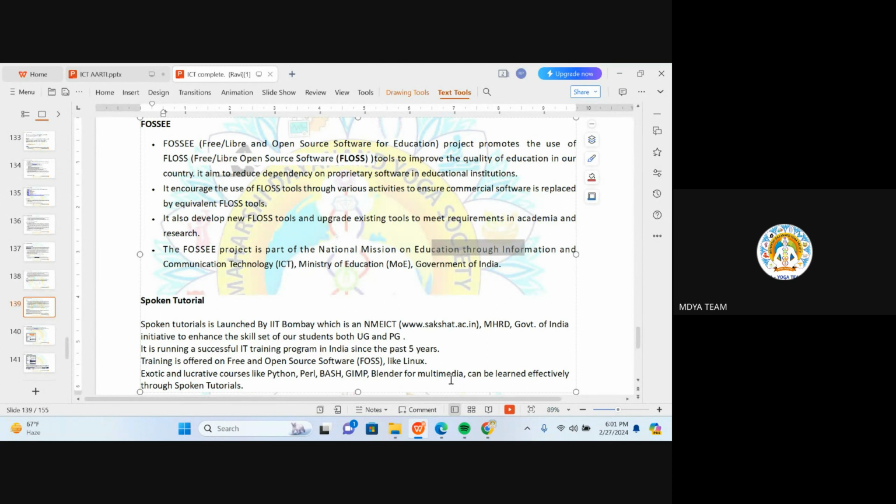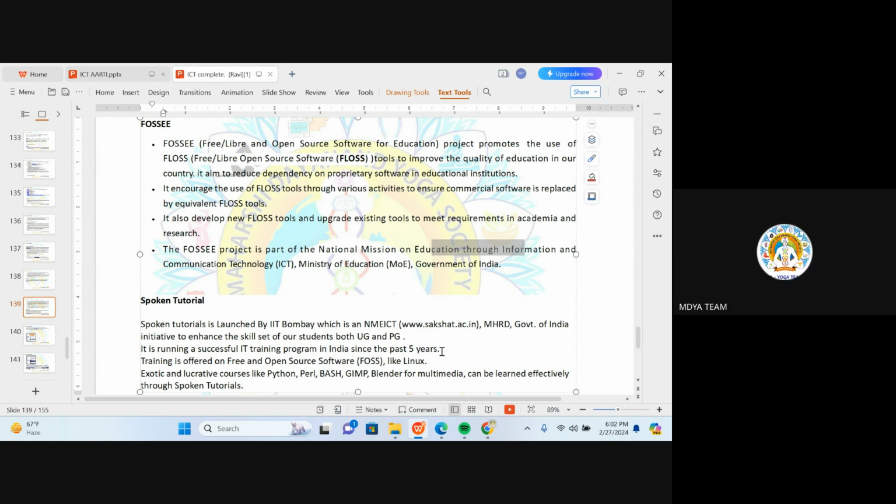This program has been running for the last 5 years, so you can just leave this line. You just have to note down that this is launched by IIT Bombay under NMEICT, and it is under the MHRD. This learning app is for the IT students. Got it? This is called Spoken Tutorial. And we can get this app on the Play Store? Yes.